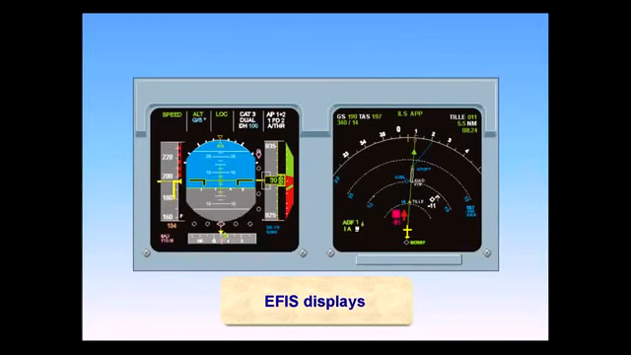TCAS traffic alerts and advisories are displayed on the primary flight display and the navigation display. Resolution advisory messages are displayed on the vertical speed tape and the primary flight display, and color-coded TCAS targets are shown on the navigation display. Standard TCAS oral commands are issued over the cockpit speakers. We'll discuss the target symbols and avoidance commands in more detail later in this presentation.